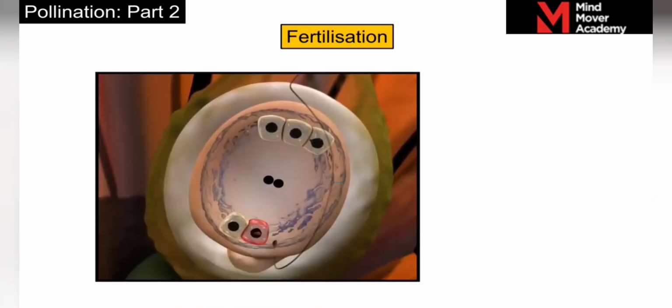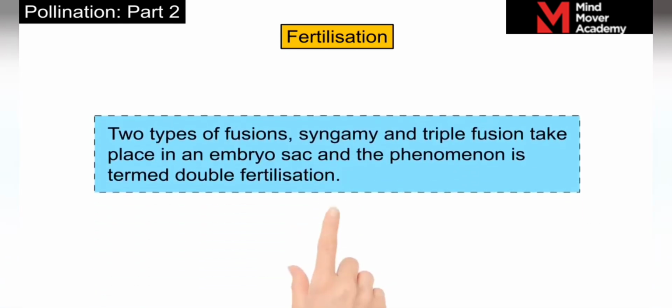The other male gamete moves towards the two polar nuclei located in the central cell and fuses with them to produce a triploid primary endosperm nucleus, PEN. As this involves the fusion of three haploid nuclei, it is termed triple fusion. Since two types of fusions, syngamy and triple fusion, take place in an embryo sac, the phenomenon is termed double fertilization, an exclusive feature of the flowering plants.